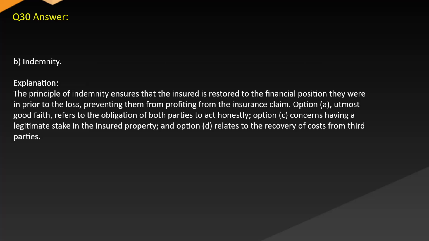Answer. B. Indemnity. Explanation. The principle of indemnity ensures that the insured is restored to the financial position they were in prior to the loss, preventing them from profiting from the insurance claim. Option A, utmost good faith, refers to the obligation of both parties to act honestly. Option C concerns having a legitimate stake in the insured property. And option D relates to the recovery of costs from third parties.